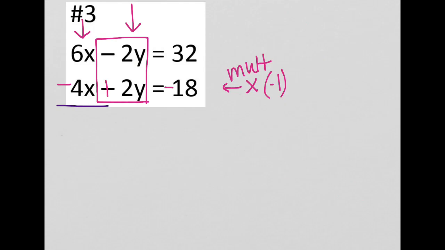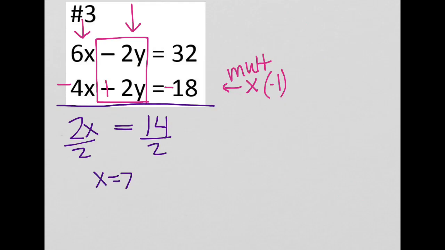If we add these two equations together, after we have multiplied one by negative 1 like that, 6x plus negative 4x is 2x. Negative 2y plus 2y is 0y, and 32 plus negative 18 is 14. And that tells me that x equals 7.